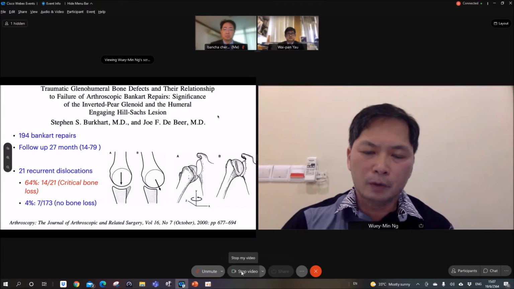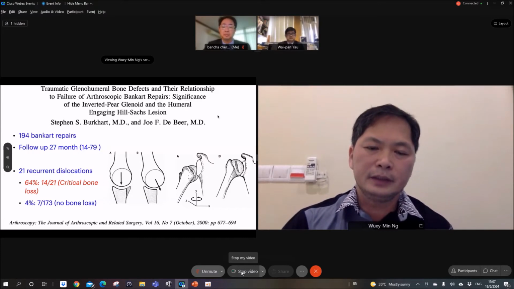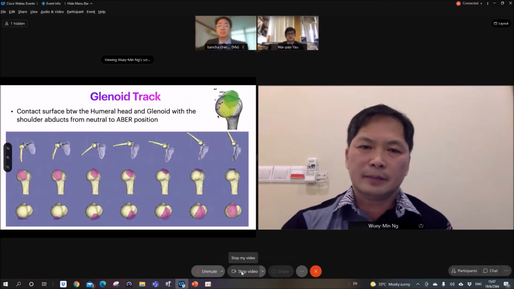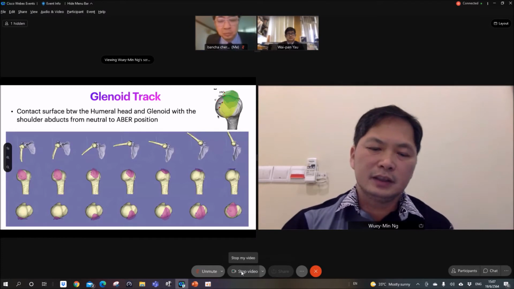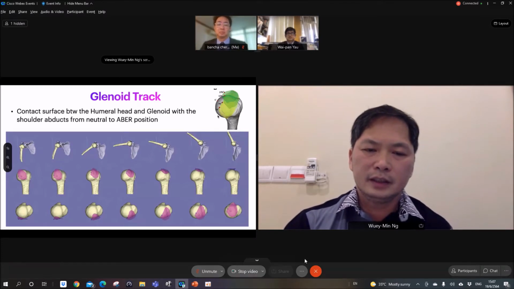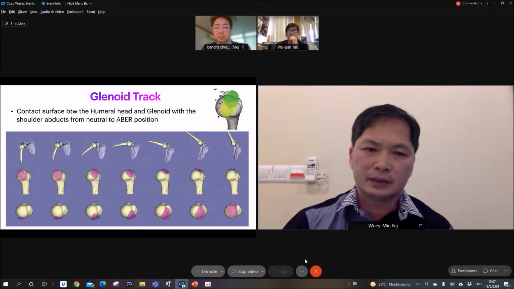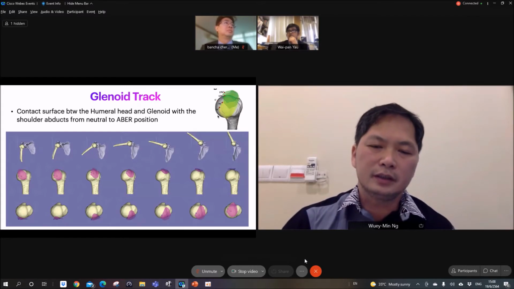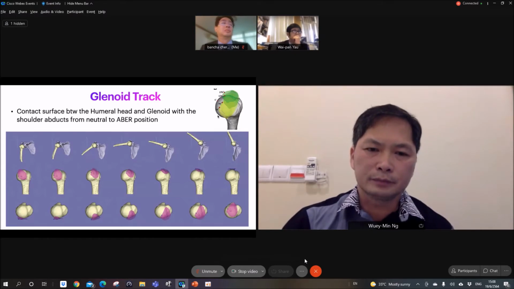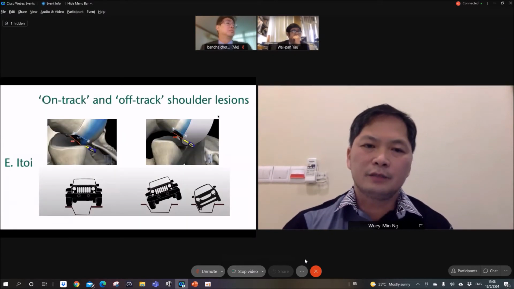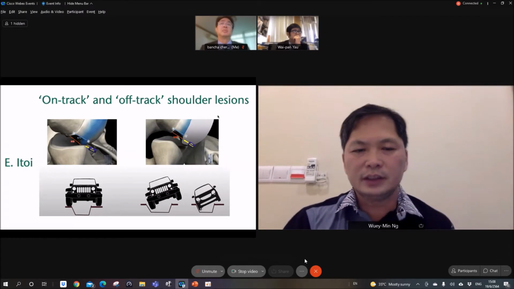This shows that with bone loss, there is a lot of instability despite you doing a repair. The other concept is by Professor Itoi, the glenoid track. It is an interesting concept. They studied the contact surface between the humeral head and the glenoid as the shoulder abducts from neutral to abduction and external rotation position. They studied how the humeral head sits on the glenoid throughout this motion. So they came up with the concept of on-track and off-track. This is very interesting.